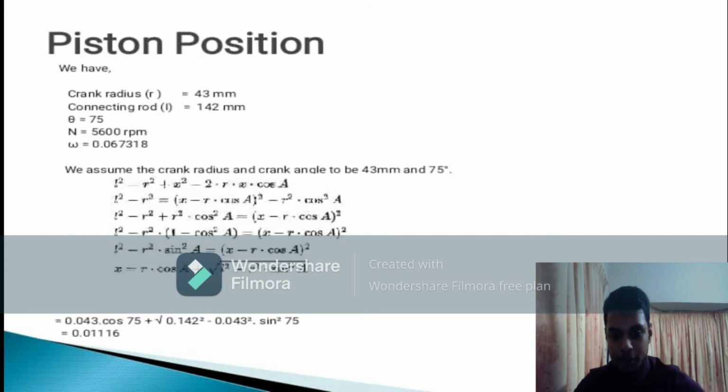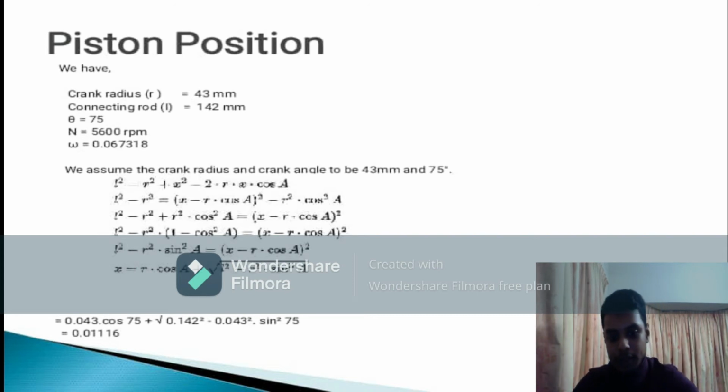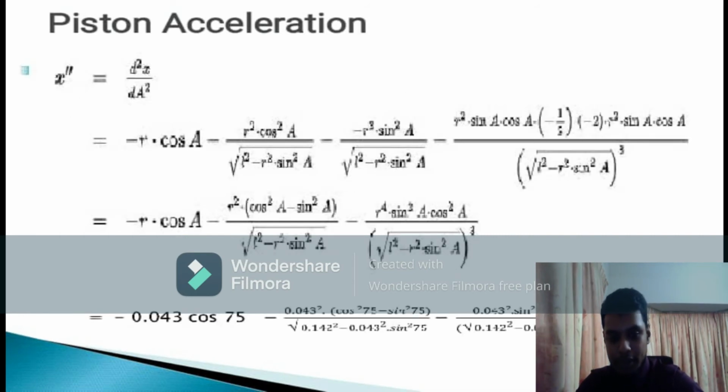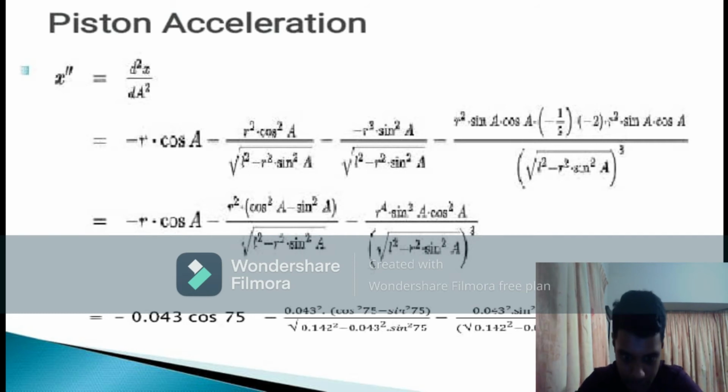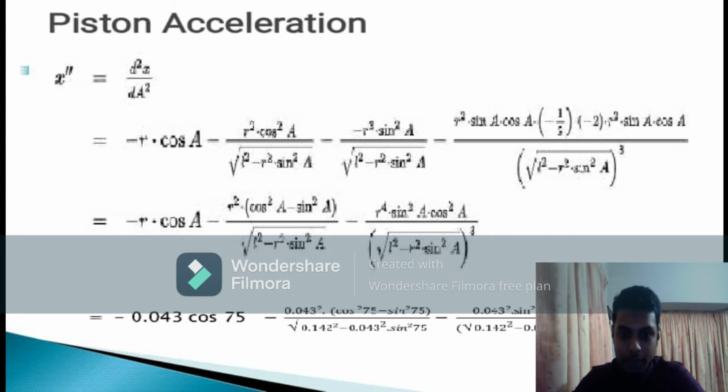For the piston position, we can assume the crank radius and crank angle to be 43 millimeters and 75 degrees. The value that we obtain for piston position is 0.0116. As for the piston velocity, the value that we obtain is negative 0.0303. As for the piston acceleration, the formula is as shown in the slide. That's all from me and thank you.